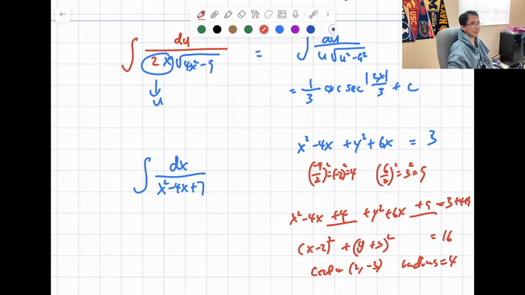Have you guys seen this before? Yes. Okay, so yeah, complete the square is one of the skills you need to know.